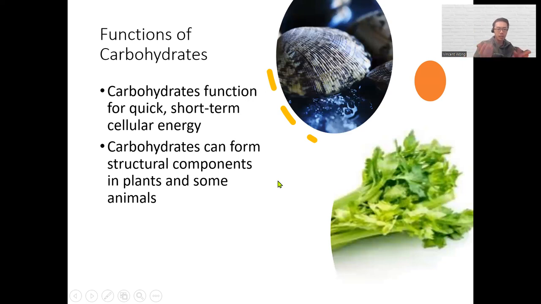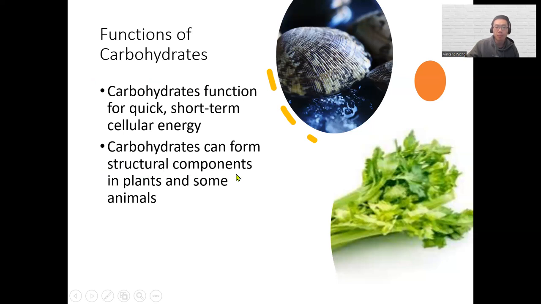We need carbohydrates, as I just told you, for quick, short-term cellular energy. When you move your hands, that requires energy. To talk, that requires energy. Any kind of movement requires energy. Where do you get that energy from? You are burning glucose in your body. The glucose is a kind of carbohydrate. You're burning that to provide the energy. To keep yourself warm, you need to keep on burning things. So all those things require carbohydrates. That's the main function.